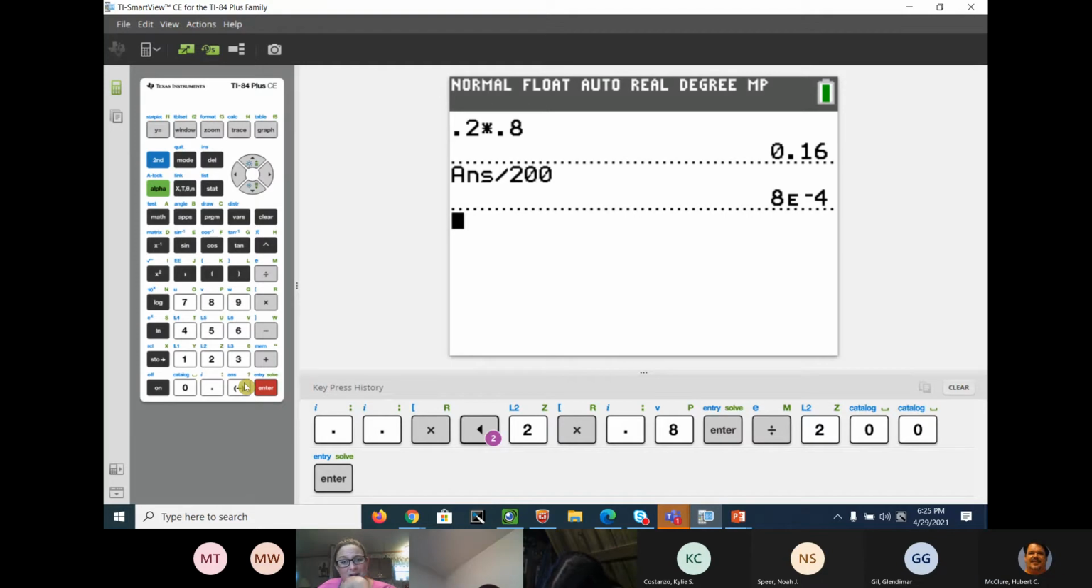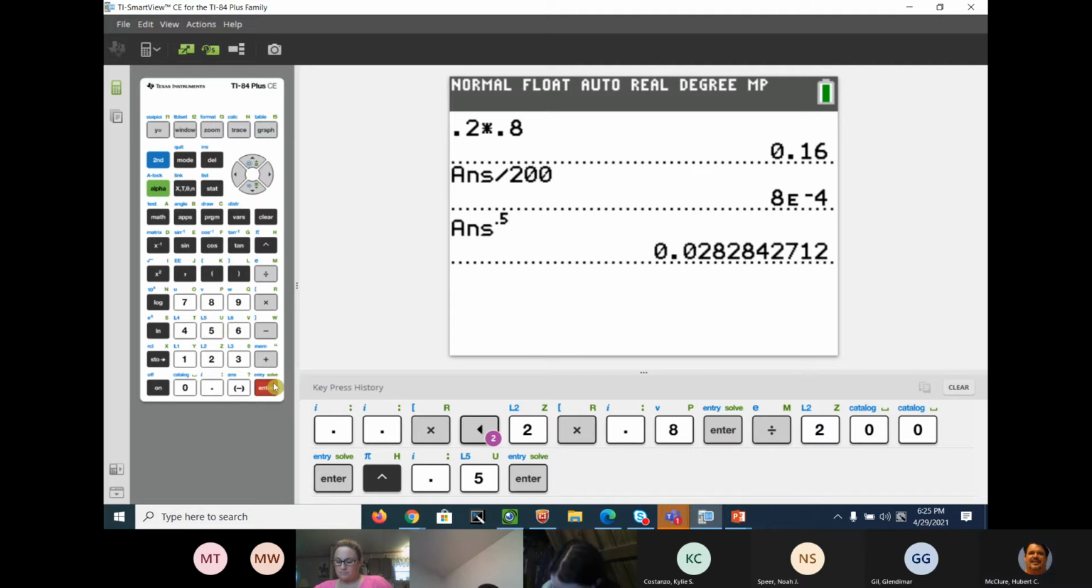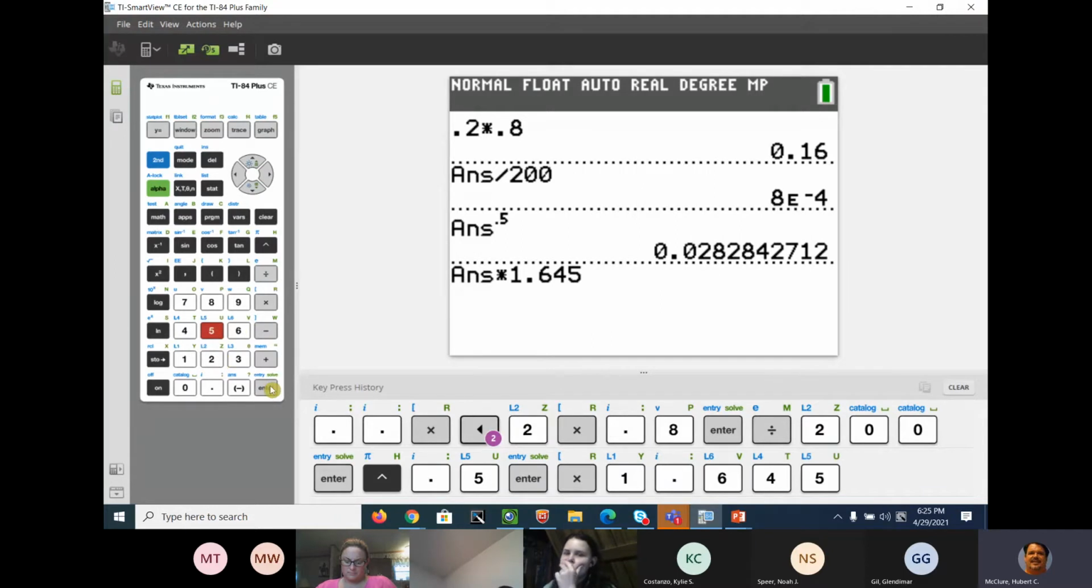Is that right? I'm working it for y'all. Hold on, give me a second. I'm doing it out longhand. Raised to the 0.5 power, times 1.645. And I get a margin of error of 0.0465.